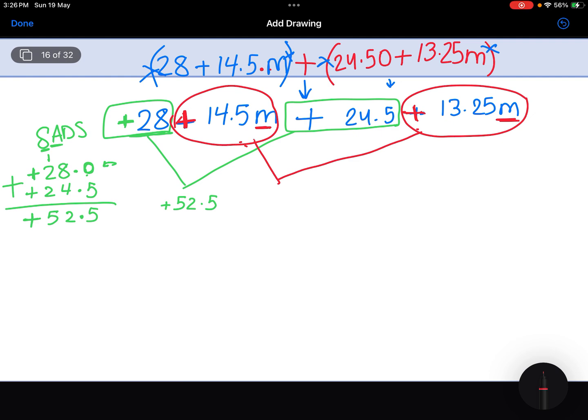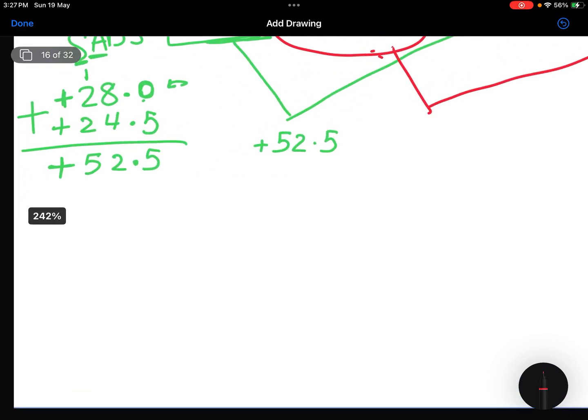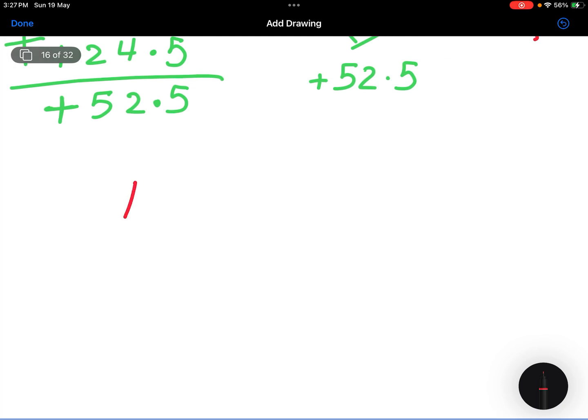Okay? Now, moving to the other terms. 14.5 m and 13.25 m. Both of them are positive. Everything is positive.